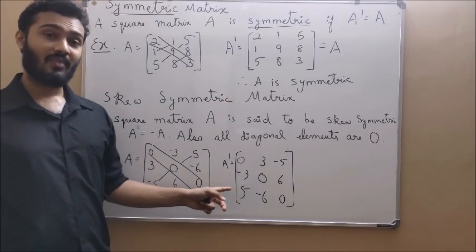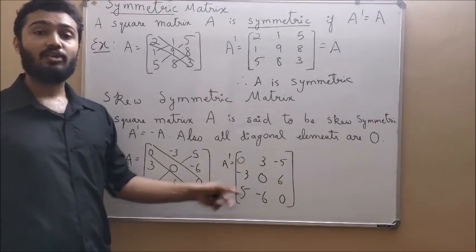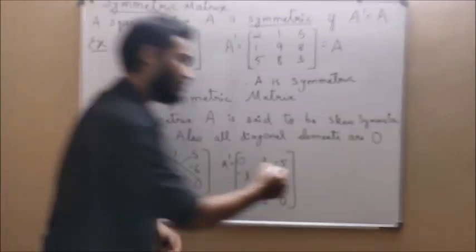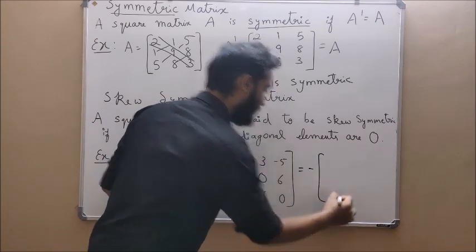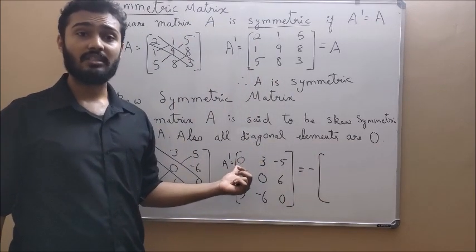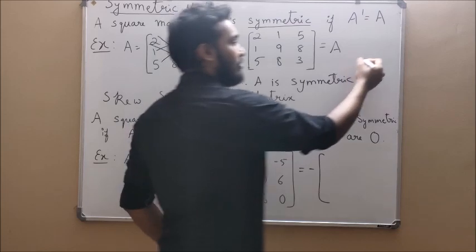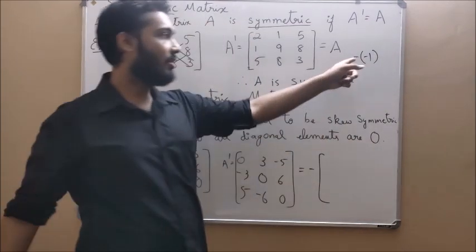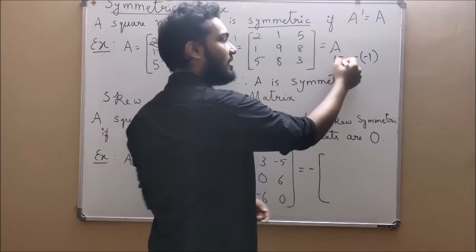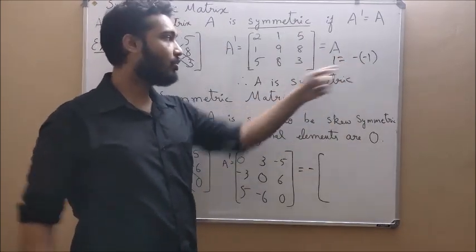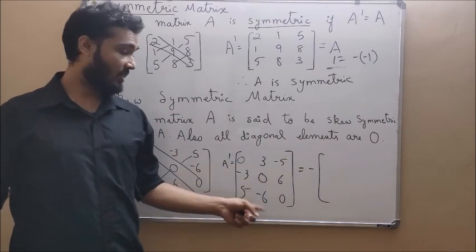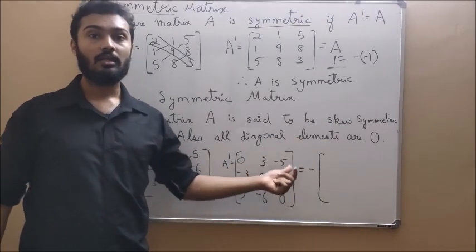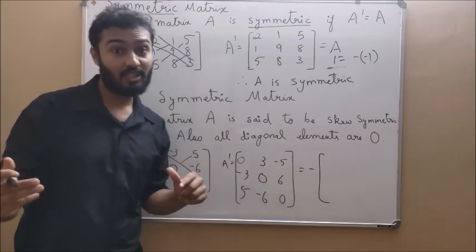Now look at this. A dash equal to minus A, we have to get it. Take the negative outside here, take minus 1 outside. When you take minus, what happens? If you take minus, so minus of minus 1. 1 is nothing but minus of minus 1. So when you remove minus 1, the sign changes.